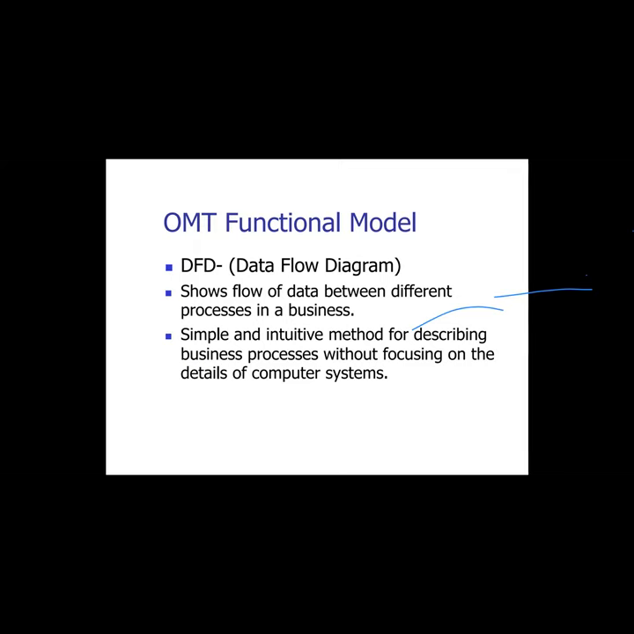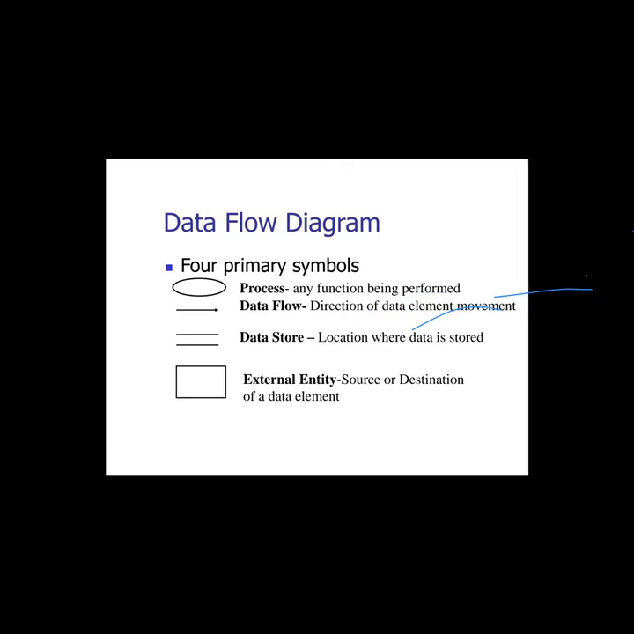We don't know actually how the data is accessed, how the data is updated, how the table is giving the data from back end to front end. That is totally hidden from the end user. So the object modeling, the OMT functional model, describes how the transactions are performed using a pictorial representation. If you go for a data flow diagram, the DFD is called a data flow diagram.